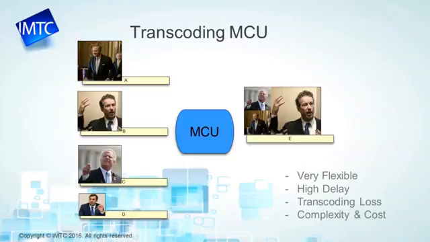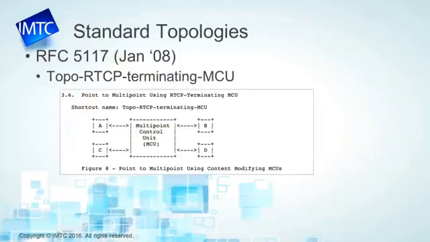And again, even if you ignore the cost of processing, the high delay is very problematic because it impacts how natural the interaction is among the participants. Okay. However, this has been the standard way to do multi-point video for many, many years. And in fact, if you can go to the next slide, if you look at the RTP topologies RFC, which is 5117, it is recognized as the top RTCP terminating MCU, and that's it. That's how things have been going until 2008.